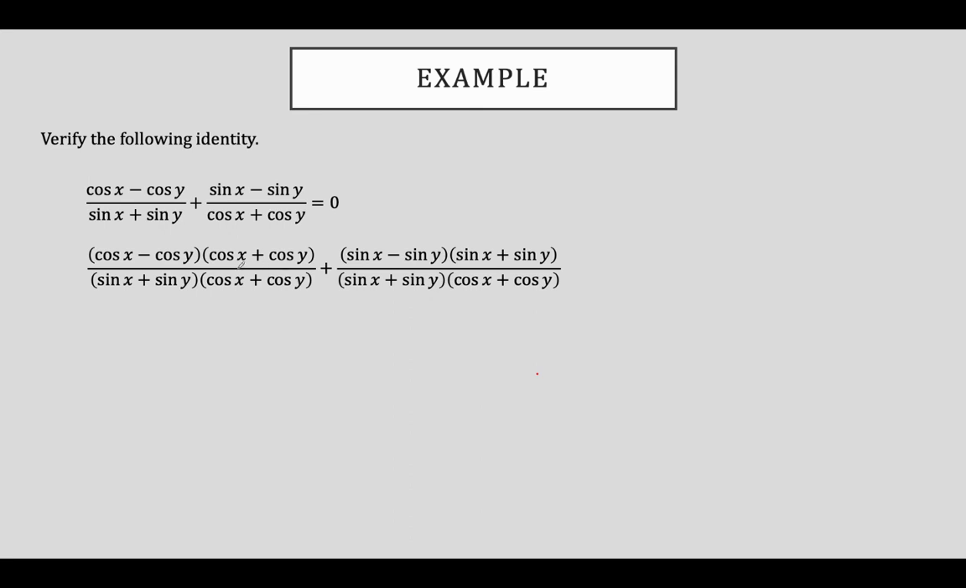Now, when we multiply all of this together, we're multiplying binomials, which means that we are going to have to FOIL or use the distributive property of multiplication. Cosine x times cosine x is cosine squared x. My outer terms, cosine x times cosine y. My inner terms give me a minus cosine x cosine y. So my outer and inner terms are going to add to 0. And finally, a minus cosine y times a plus cosine y gives me a minus cosine squared y.